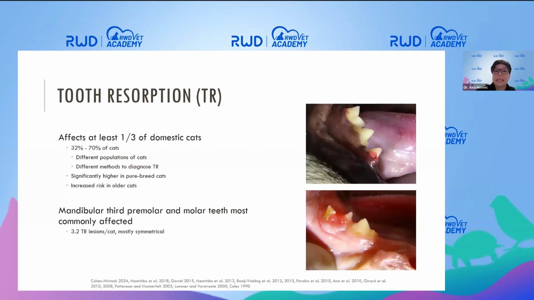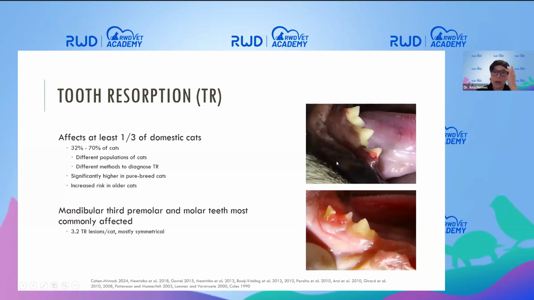The fact is, though, that the disease is absolutely very common. We will see it in at least 1/3 of domestic cats. And in some studies, they also propose that the incidence is much higher. Some studies suggest that about 70% of domestic cats can actually be affected. It was shown that the disease is more common in purebred cats and in older cats. But probably the risk in older cats is higher because they have more time in life to develop the problem. The teeth that are most commonly affected are the mandibular third premolar and first molar teeth.